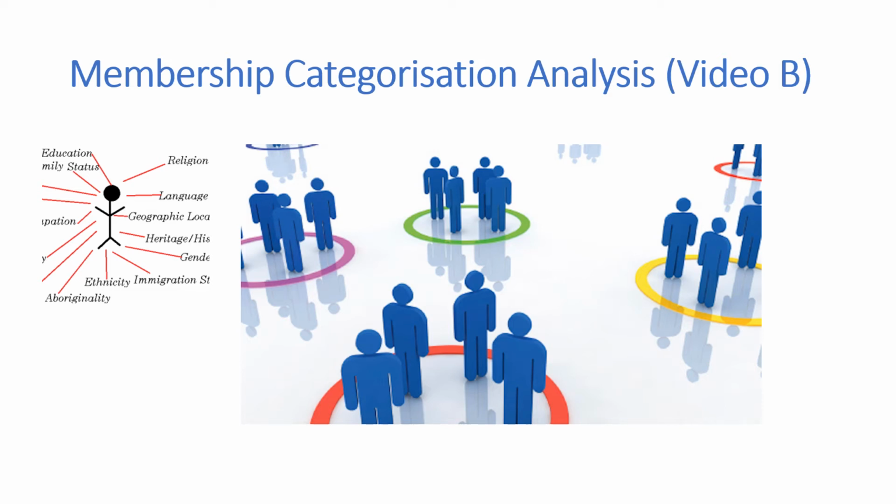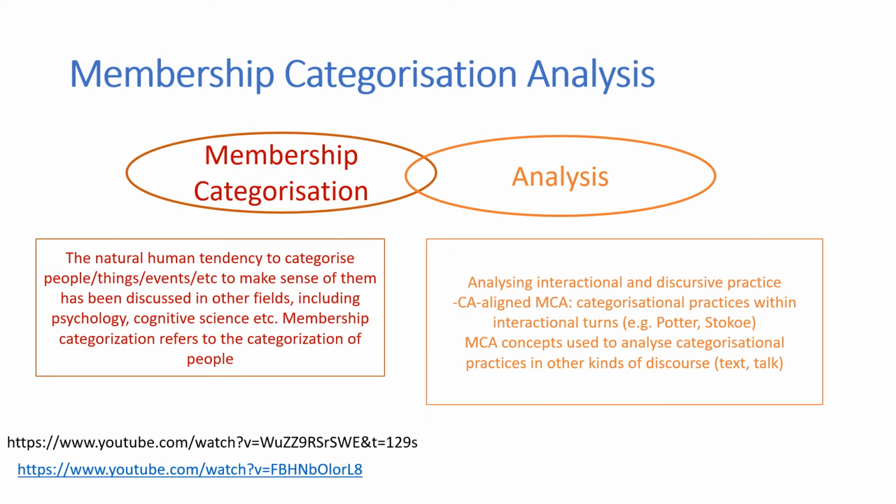The second approach we're going to look at today is membership categorization analysis. Let's look at the key concepts within the term membership categorization analysis. First we have the idea of membership categorization. Categorization itself refers to the natural human tendency to categorize people, things, events, and anything really in order to make sense of them. And this has been discussed in various other fields such as psychology and cognitive science.